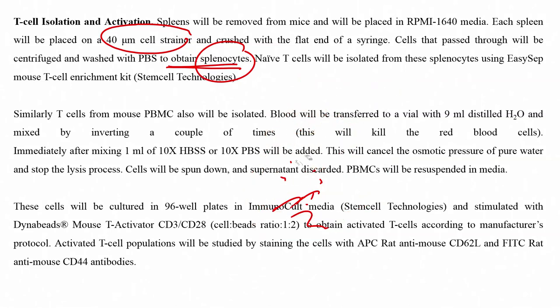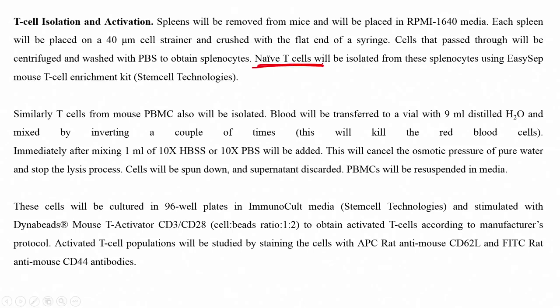Now, after you obtain splenocytes, what will you do? The naive T cells, which are not activated, will be isolated from these splenocytes using the EasySep mouse T cell enrichment kit from STEMCELL Technologies. So after we get splenocytes, we can extract T cells from them with the help of the EasySep mouse T cell enrichment kit, which we can get from STEMCELL Technologies. Similarly, T cells from mouse PBMC will also be isolated.